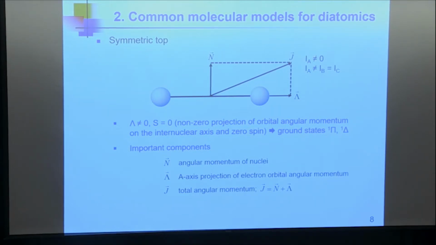This is interesting. We always talk about the angular momentum about the B axis, which is perpendicular, and the C axis, which is orthogonal. The A axis is the unique axis. What about the angular momentum about the A axis? Well, we have point masses, so it has no angular momentum. Well, that's a model. There actually is some angular momentum, but because the quantum spacing associated with that is so big, effectively the angular momentum is zero. So we get N for the angular momentum of the nuclei, lambda for the projection of the orbital electron motion, and J is the total. So this is our symmetric top.